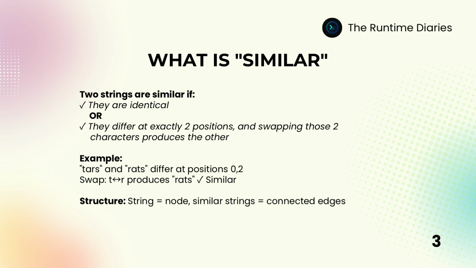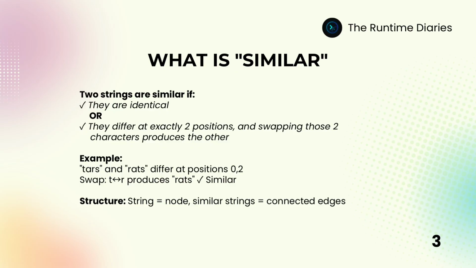Take tars and rats. Let's line them up character by character. At position 0, we have T versus R. They differ. At position 1, A versus A, they match. Position 2, R versus T, they differ. Position 3, S versus S, they match. So they differ at positions 0 and 2. Now, if you swap the characters at positions 0 and 2 in tars, you get rars.